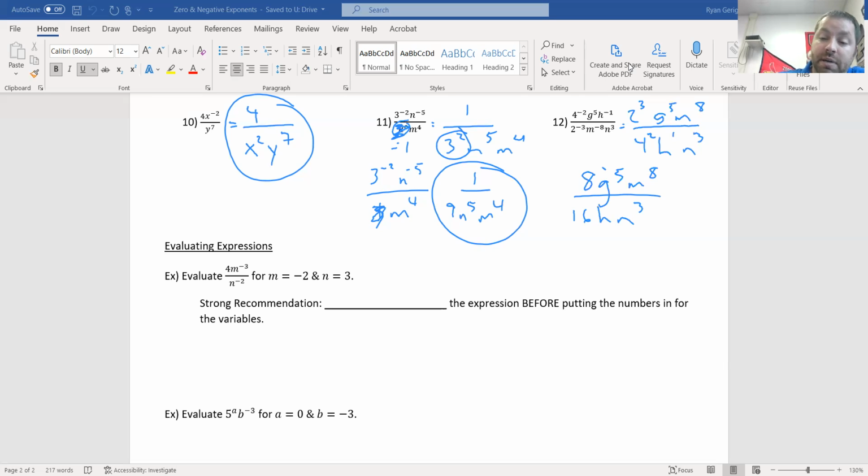Now, looks like I'm done, but I'm actually not. 8 and 16 can be divided. 8 divided by 16 is 1/2. So I have those reduced, basically reducing to 1/2. So the top, 1 g to the 5th, or just g to the 5th, m to the 8th, over 2 h n to the 3rd. And that's my final answer for this one. Okay. All right, I'm going to clear that.